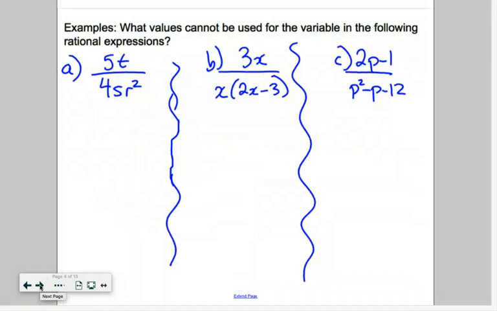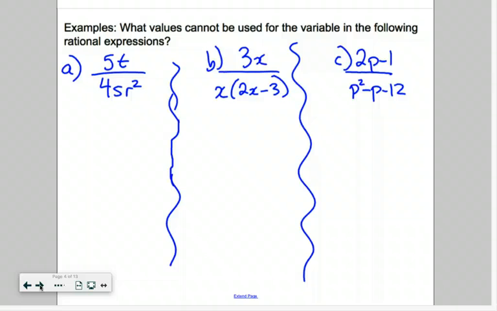Let's take a look at these examples. These are all examples of rational expressions, and our job right now is just to define the non-permissible values. What values cannot be used for the variables? In example A, we have 5t divided by 4sr squared. There are actually 3 variables involved here. We're not trying to solve anything, we're just trying to say what values would cause the denominator to be 0, and then we have a problem.